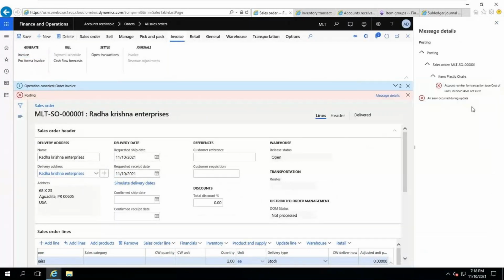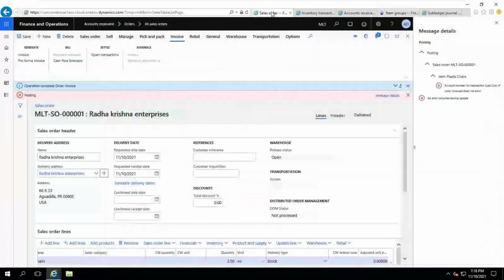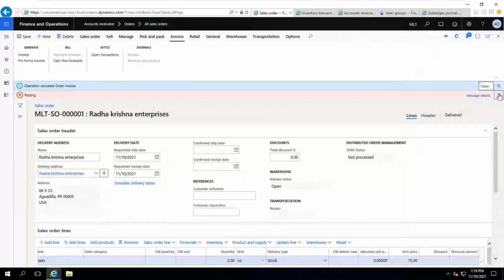So it is account number for transaction type, cost of units invoiced. Cost of units invoiced means inventory account. This is the inventory account. I have mapped it. And let me try to do it once again, and I will get one more error message.